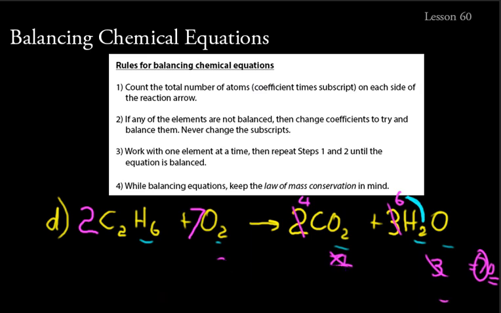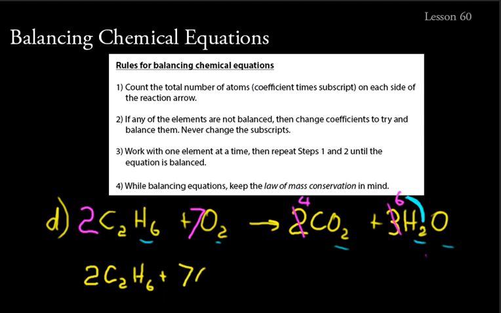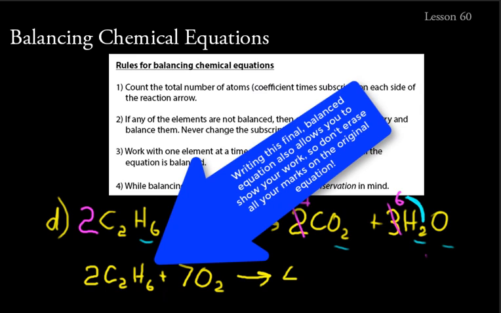And so there are different ways you could do this. And if you're just using a pencil for all of this, write lightly for your different coefficients. Or you can just write a final equation here, 2C2H6, a final balanced equation, plus 7 oxygens, arrow, 4 CO2 plus 6 waters.